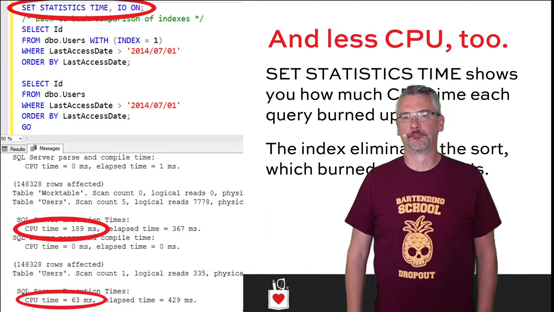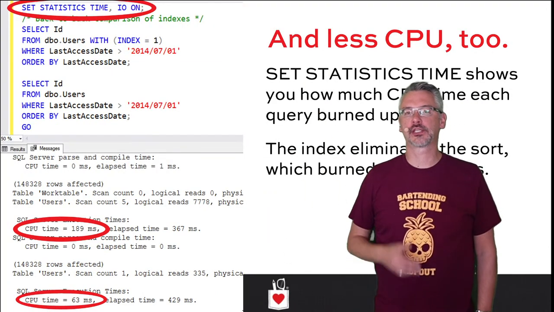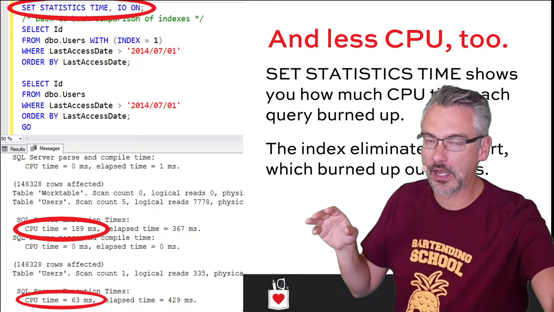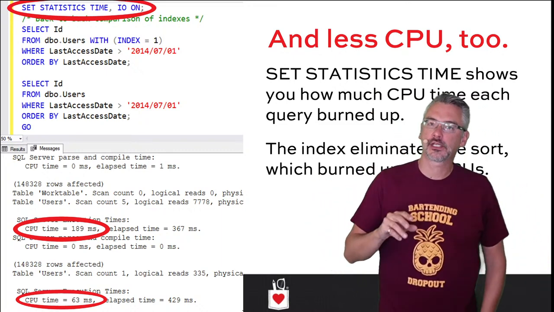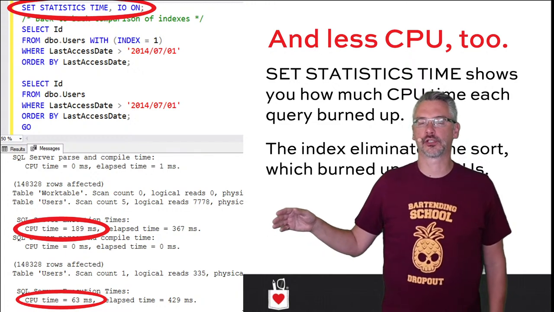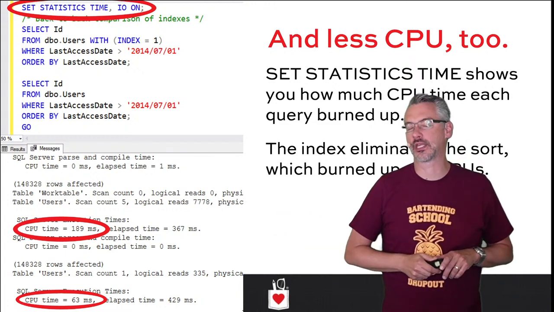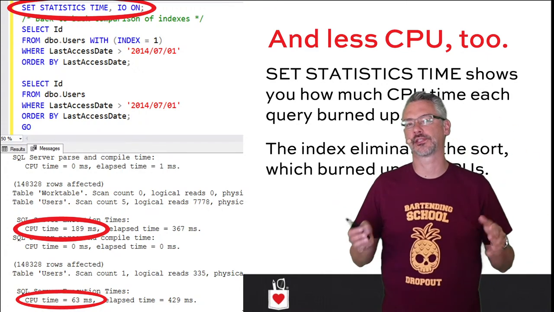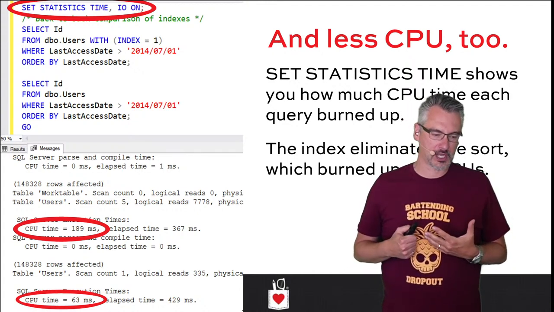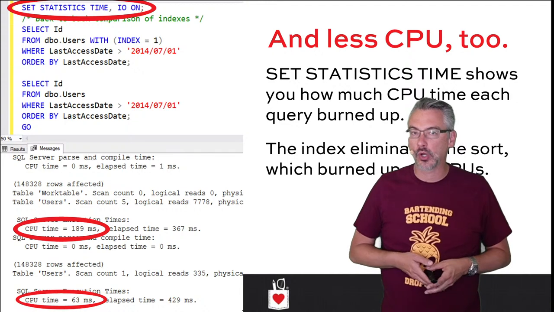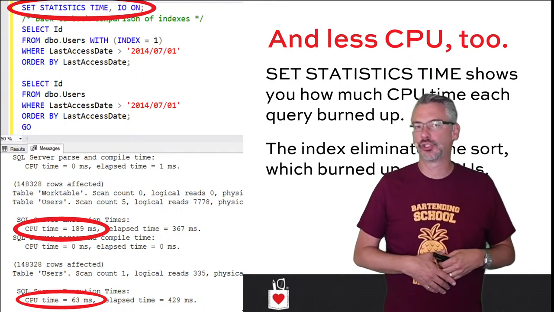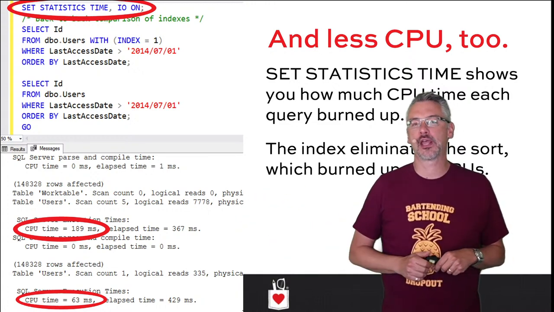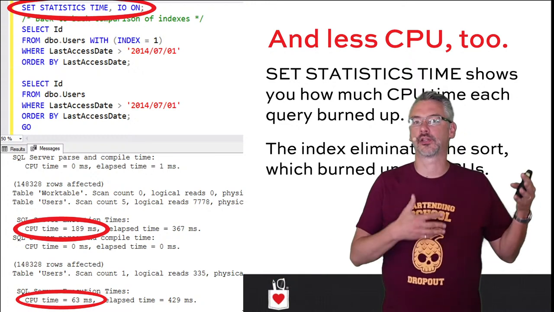But there's another part of this. So far, I've been running set statistics IO on. I'm going to run something a little different up top. I'm going to say set statistics time and IO on. Set statistics time also adds more messages in our messages tab that tells us how many CPU ticks we used. Now, this one's not quite as accurate as logical reads because it can fluctuate up and down based on what else is happening on your SQL server at the time, whether the SQL server was in balanced power saving mode, it may have clocked down the CPUs. But just as a general guess, we can see here that doing that sort was about 3 times as much CPU time as once when we used the index. The index eliminated the sort.